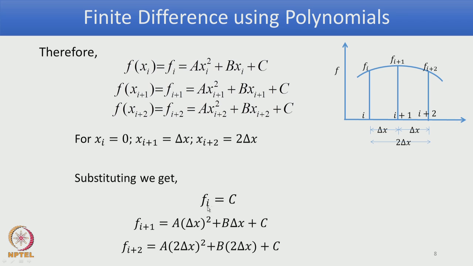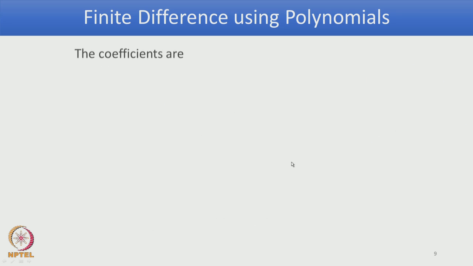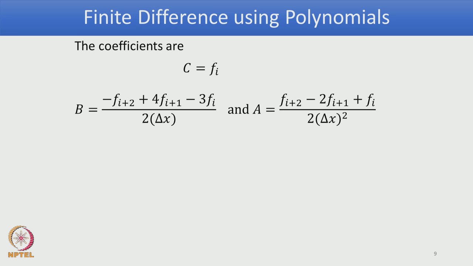If you solve, you already have the value for c as equal to f of I, that you can also substitute. Then the remaining 2 coefficients a and b are evaluated by suitable arithmetic operations between these 2 equations. If you follow that procedure, you get the expressions for coefficients a and b, and that is what is shown here. The coefficient b is expressed in terms of f at I plus 2, I plus 1 and I in this way, and similarly the coefficient a is expressed in this form.